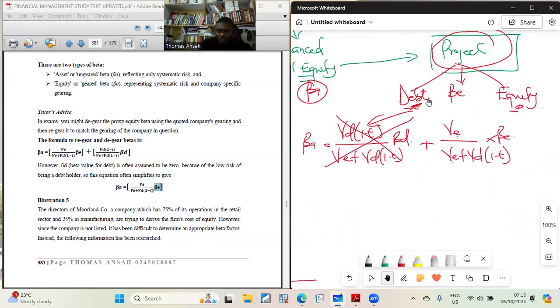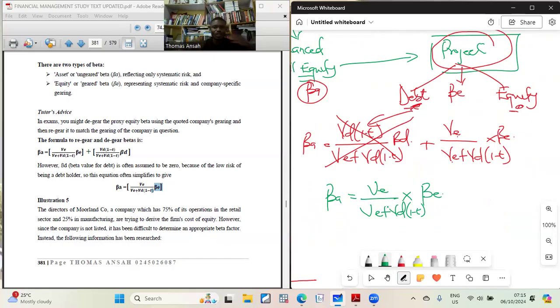Because it has both debt and equity, we are left with this formula, beta A being equal to VE plus VD, and the VD is always with 1 minus T, because the debt should be post-tax. We are multiplying everything by BE. Then we want BE. So first we use beta A, then we develop it. That is what we call gearing and degearing.